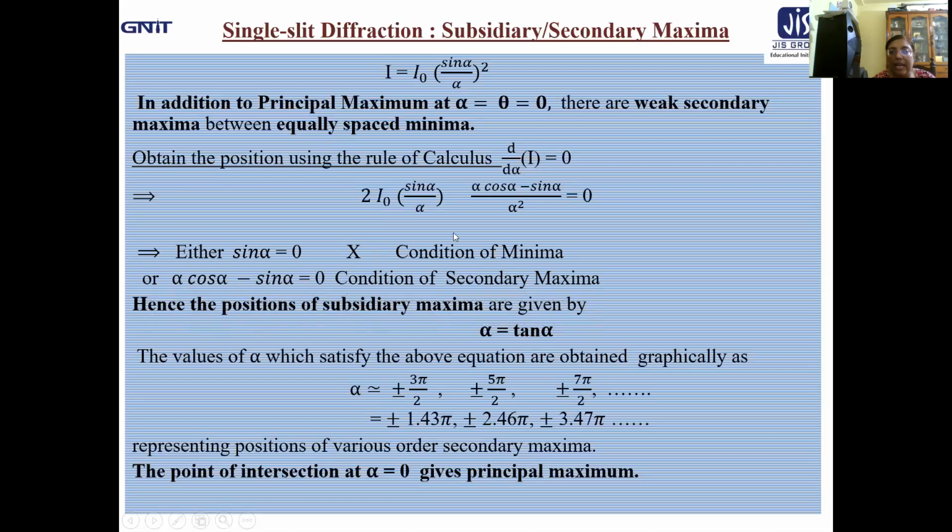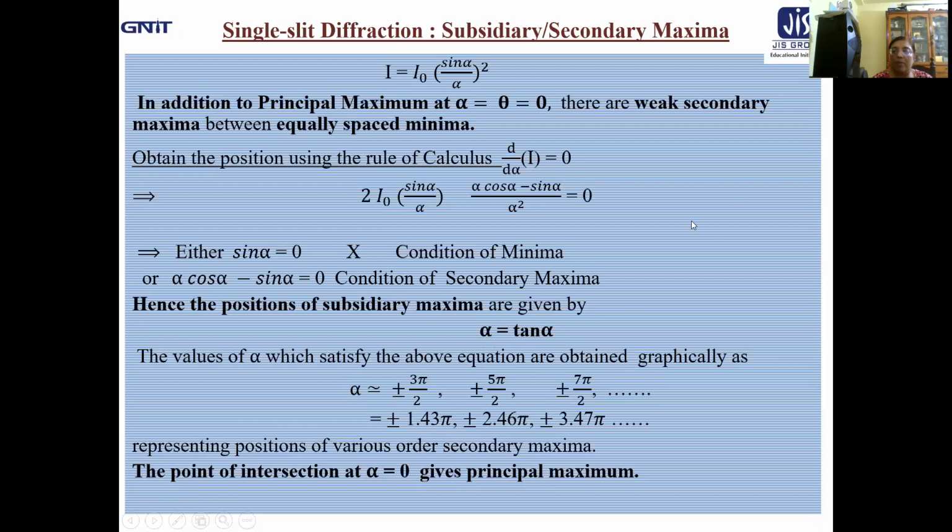Then what about the second option? That is alpha cos alpha minus sine alpha equal to 0. Definitely it should be the condition for secondary or subsidiary maxima. If you just simplify it, what you will find? Alpha equal to tan alpha. So alpha equal to tan alpha is the condition of secondary maxima. Clear? Now, how to solve this one? Just take a look. The variable is occurring on both sides.